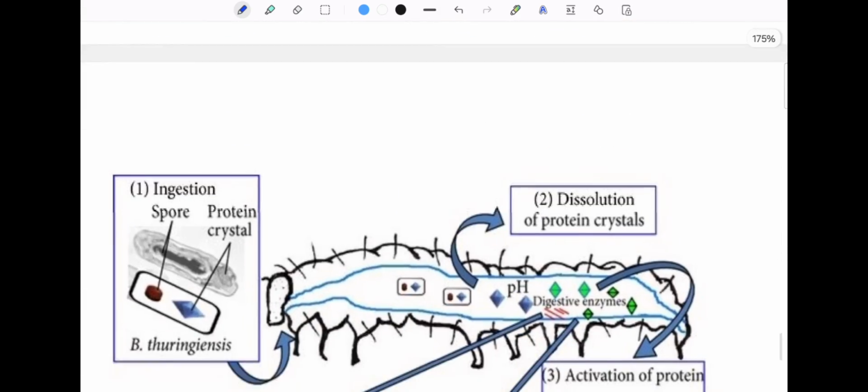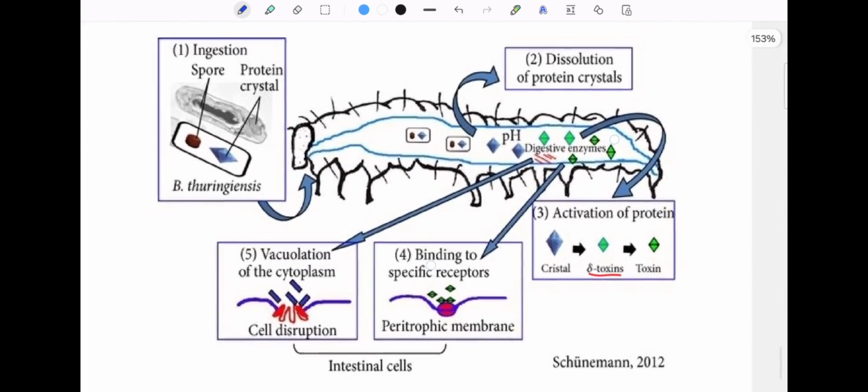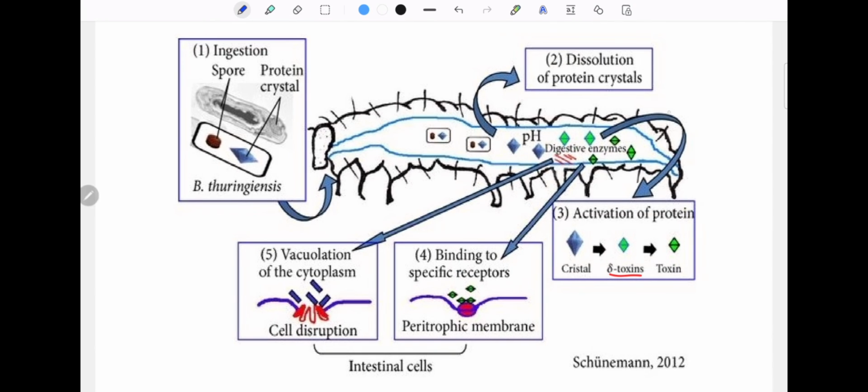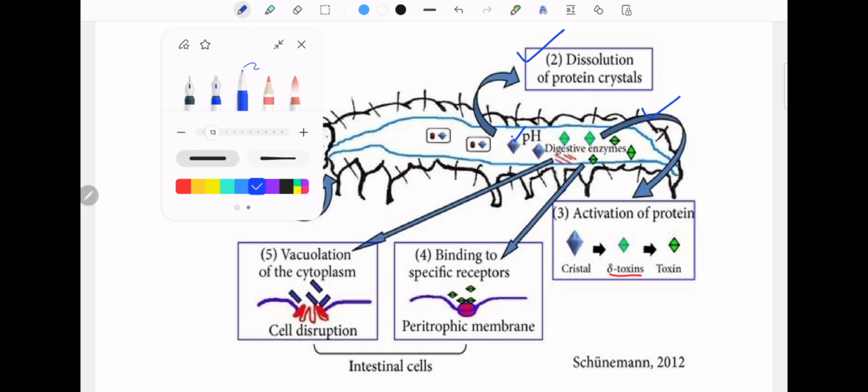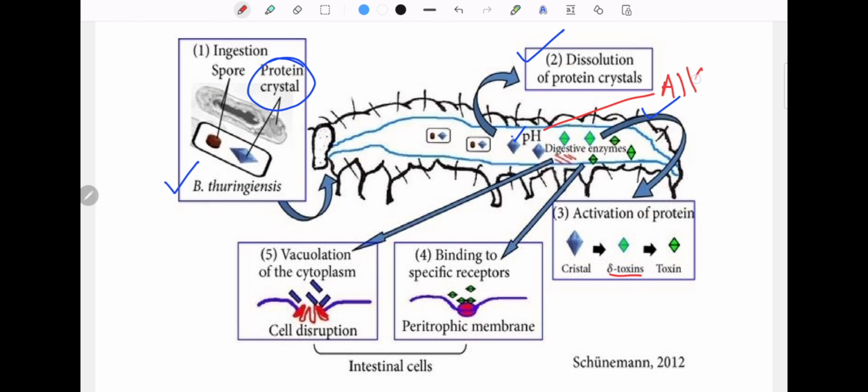And here is the picture of the whole story. This is the caterpillar and it has already ingested some part of the Bt. That is why there is the crystal protein, and the second step is the dissolution of protein crystals. These protein crystals dissolve in the alkaline pH, and they get activated. Activation of the protein, that means the delta toxin, and the toxin binds to specific receptors.